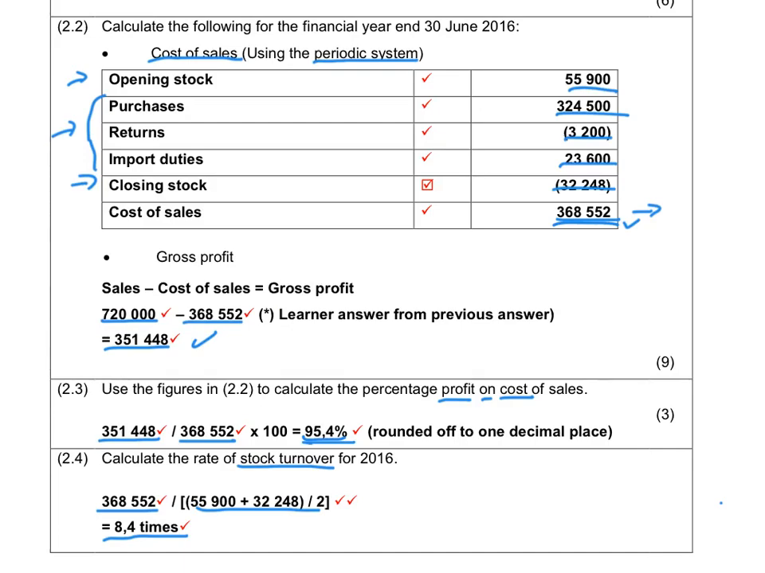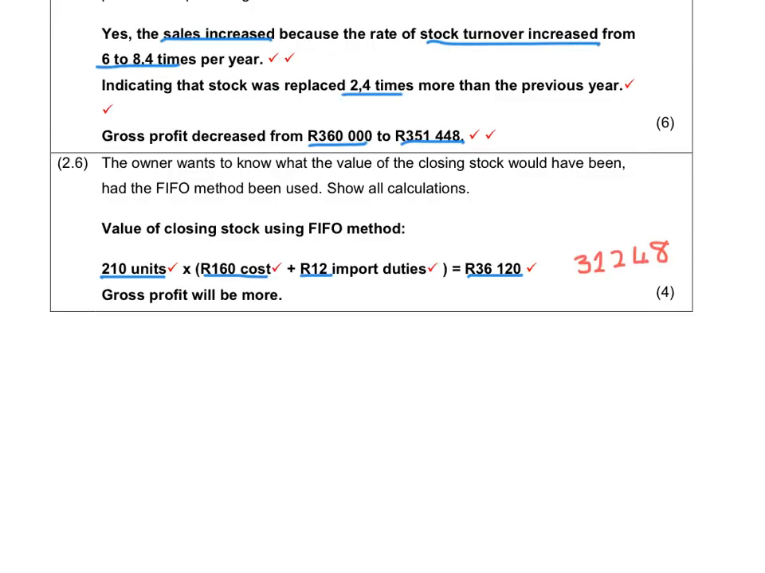The closing stock, when we use the weighted average method, was 32,248. So remember that figure, 32,248. So when we use the weighted average, we will get 32,248 for the closing inventory. If we use the FIFO method, the closing inventory is 36,120.